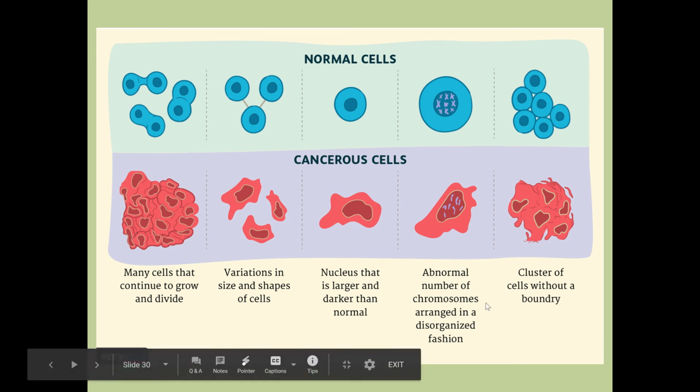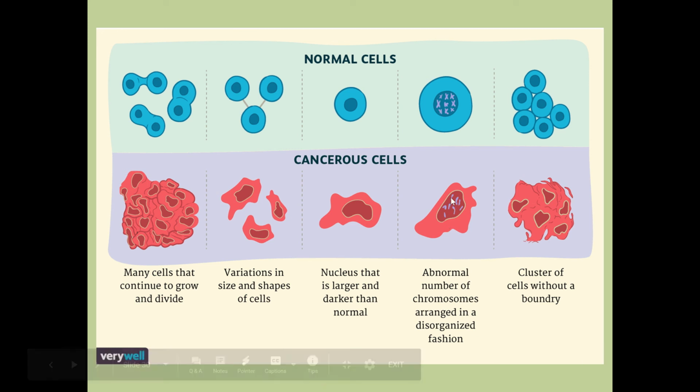An abnormal number of chromosomes are arranged in a disorganized fashion. So they don't have the normal amount of chromosomes that we have in all of our cells. And as you can see up here, they're nice, neat little X's. Here, they're all kind of hanging around in a haphazard fashion. These cells also don't have a boundary, as you could see. They are not these nice little neat circles with the membranes that keep their shape. They are globular and very random in their shapes.